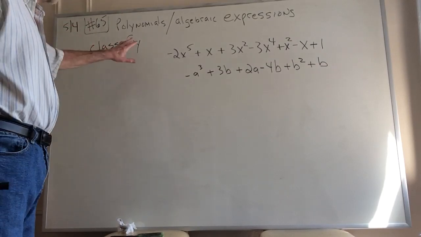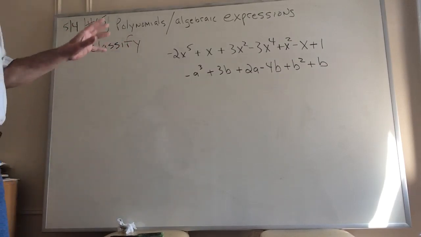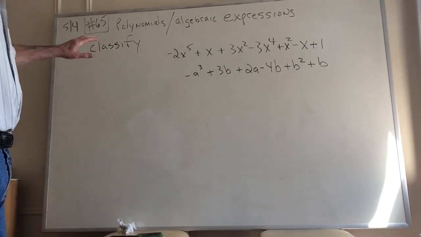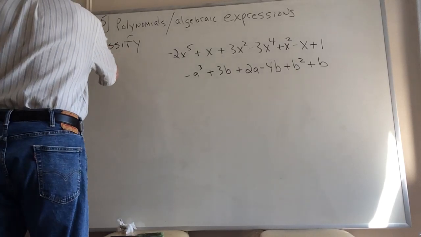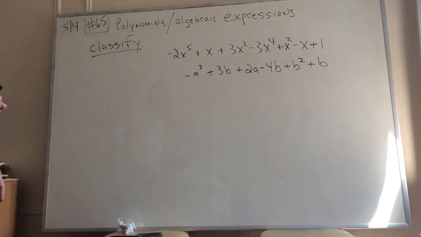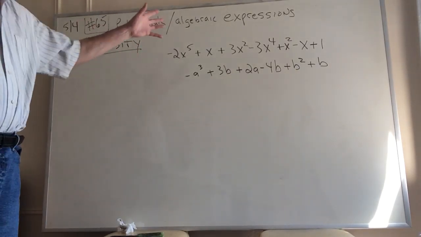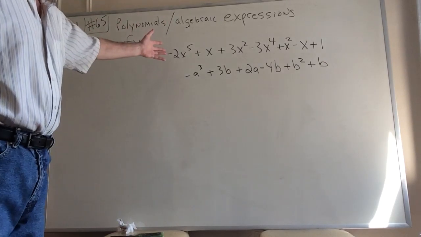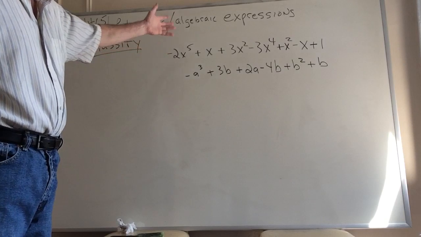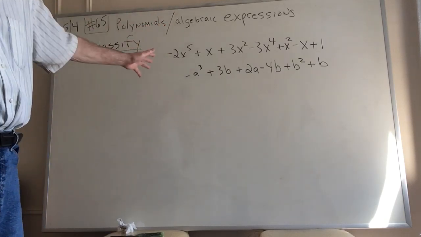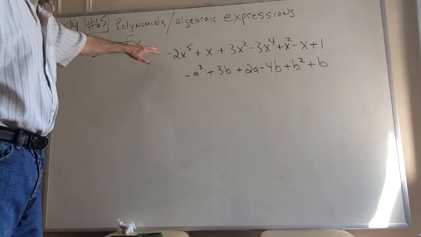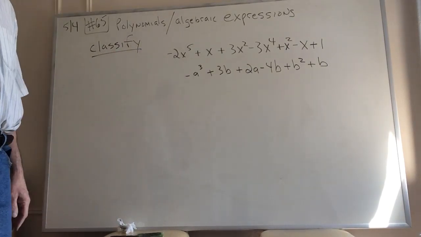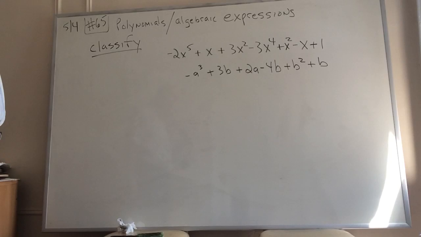Okay, so the object here is to do two of these problems. I might add another one. We'll see what the time says. And the idea is a word that you know from ELA, which is classify. They're going to give us some arbitrary, random bunch of x's, powers, and we're asked to classify it. So I'm going to do that right now, and I'm going to think left to right.